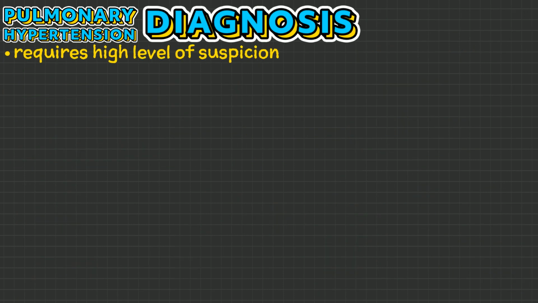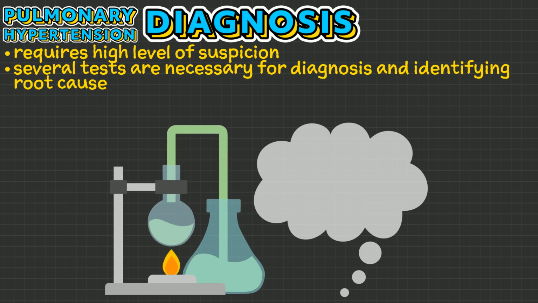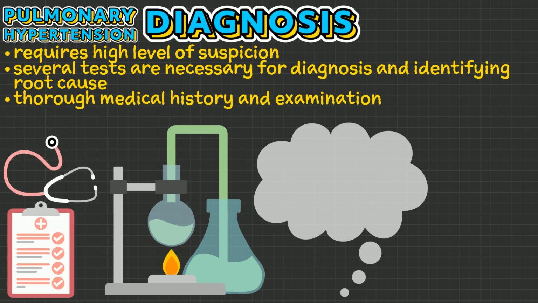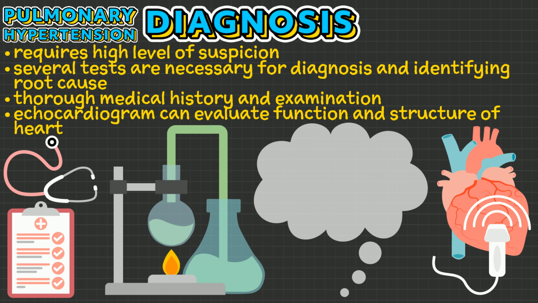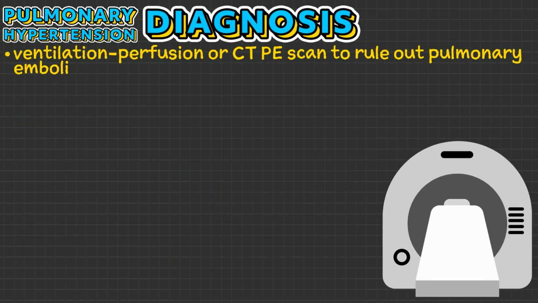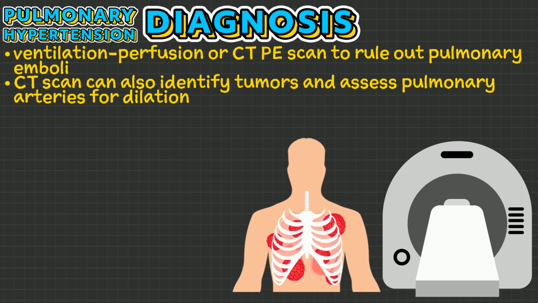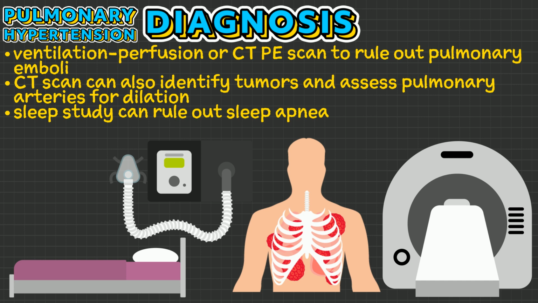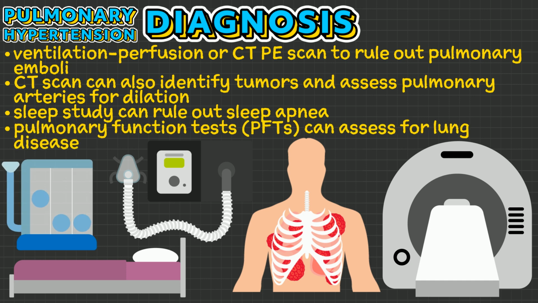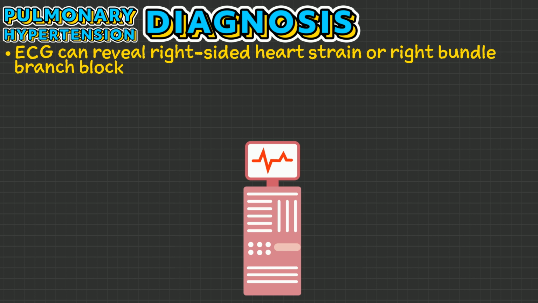Diagnosing pulmonary hypertension requires a high level of suspicion, and several tests are necessary for diagnosis and identifying the root cause. This includes a thorough medical history and examination. An echocardiogram can be completed to evaluate the function and structure of the heart. A ventilation perfusion or CTPE scan can be completed to rule out the presence of pulmonary emboli. A CT scan can also identify tumors and assess the pulmonary arteries for dilation. A sleep study can be completed to rule out sleep apnea, and pulmonary function tests can assess for lung disease. An ECG can reveal right-sided heart strain or a right bundle branch block.